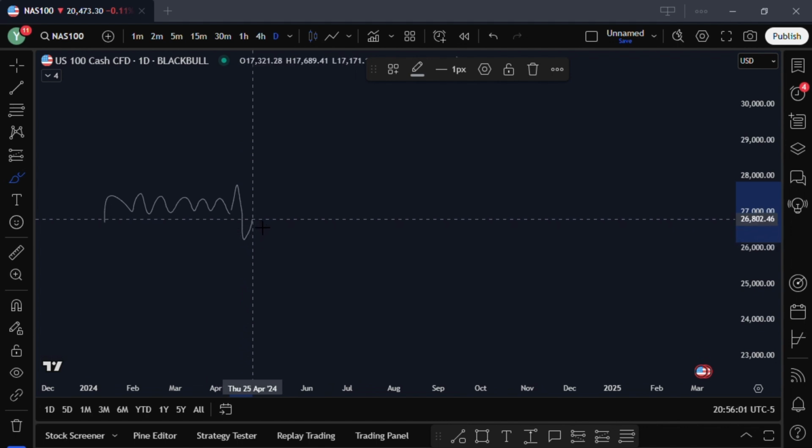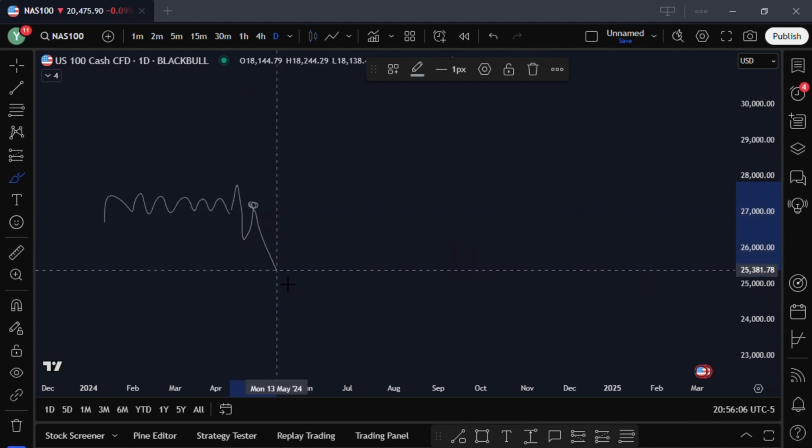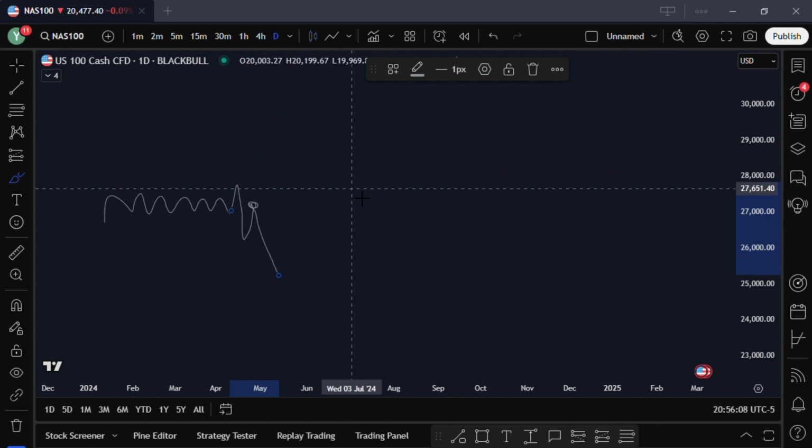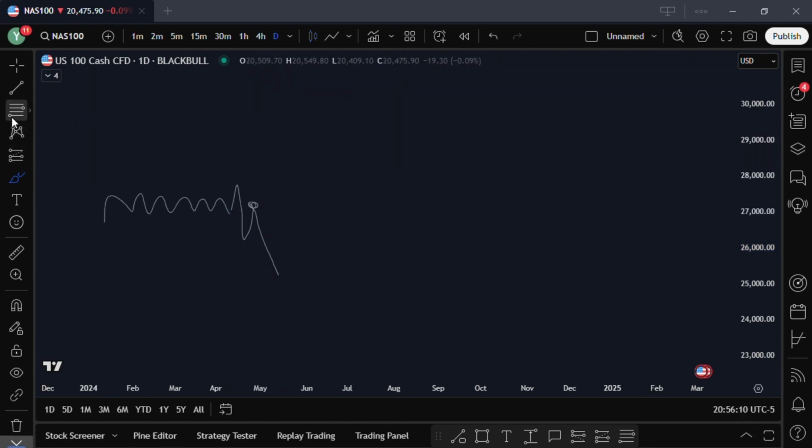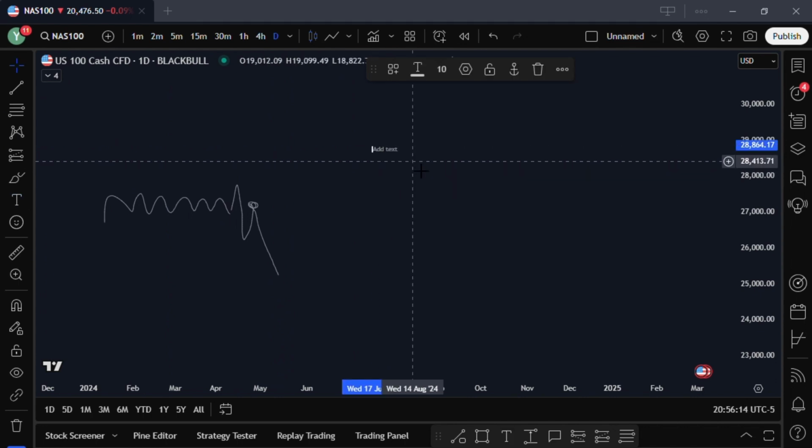And usually imbalance is left in that move. We'll enter somewhere around here and then go straight back to the downside. And so let's actually type that out, just so you guys can have this on your screen.